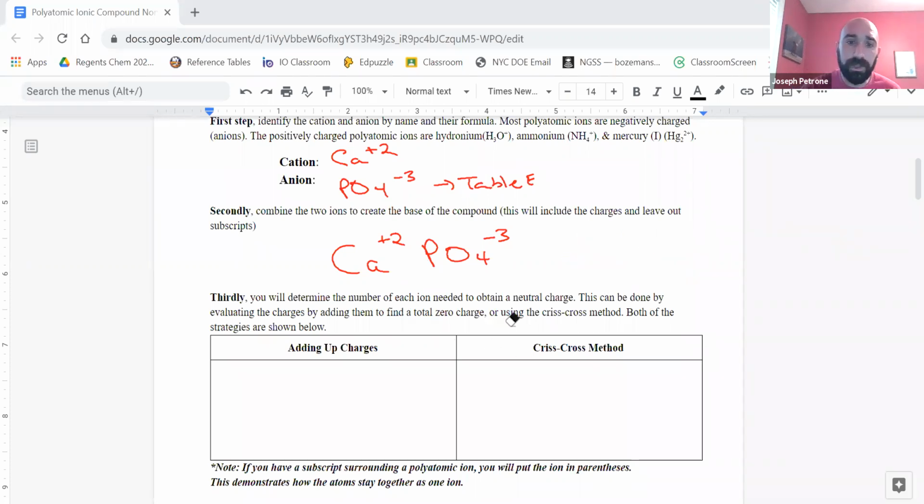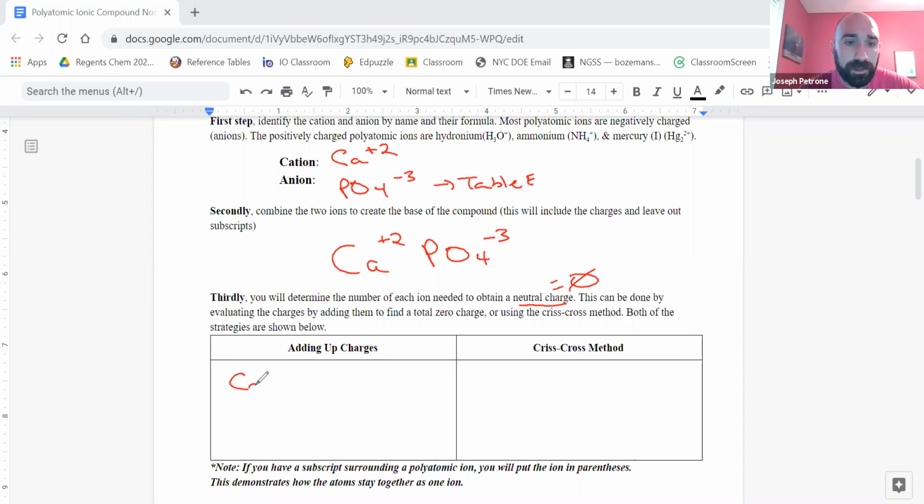Okay. So our main goal here is to determine the number of each ion that is needed in order to obtain a neutral charge, so a total charge of 0. Now, there's 2 ways we can do this. Like I said, very similar to how we did it with the binary ionic compounds. So we could do the adding up charges method or the crisscross method. And I'm going to go through both strategies here. So the adding up charges method is the one where we kind of list out the ions themselves and kind of just total up their charges until we reach a balance of 0.